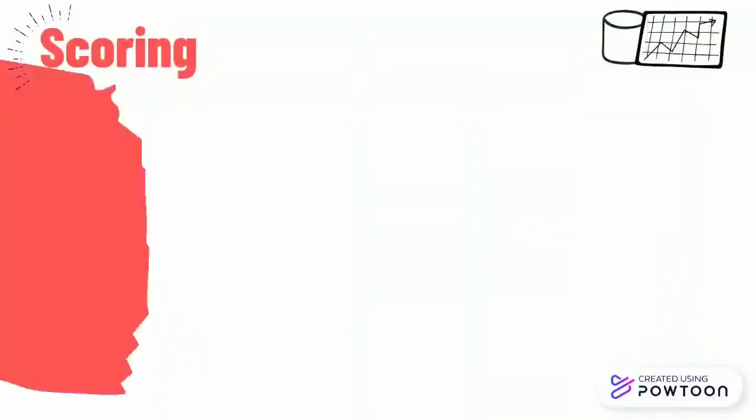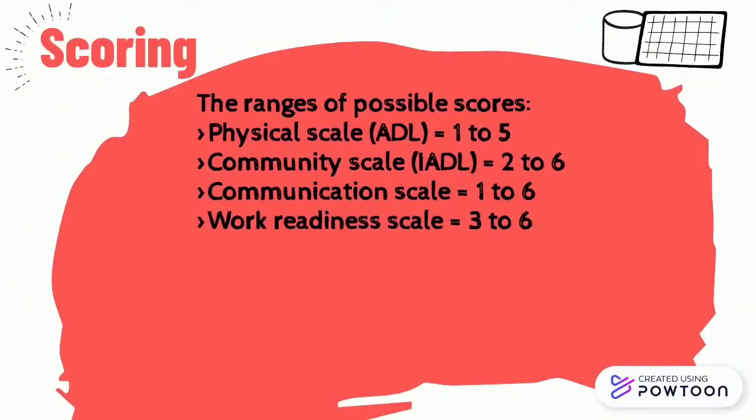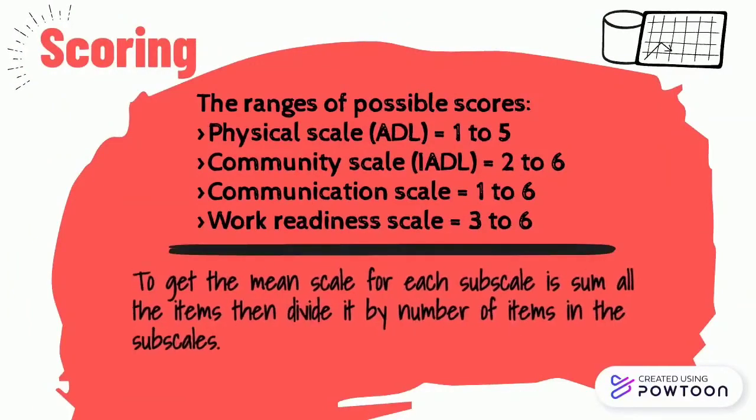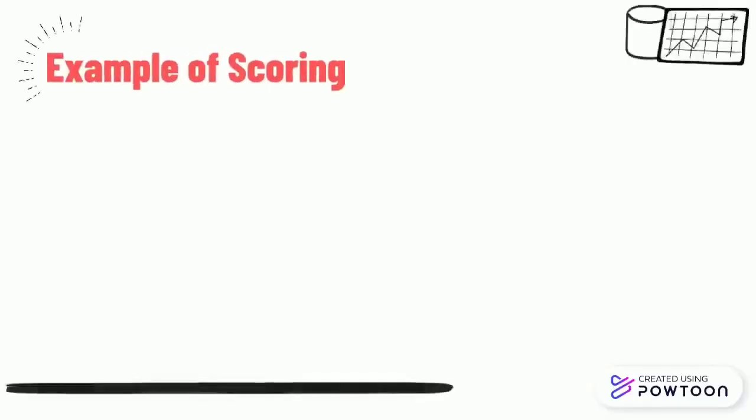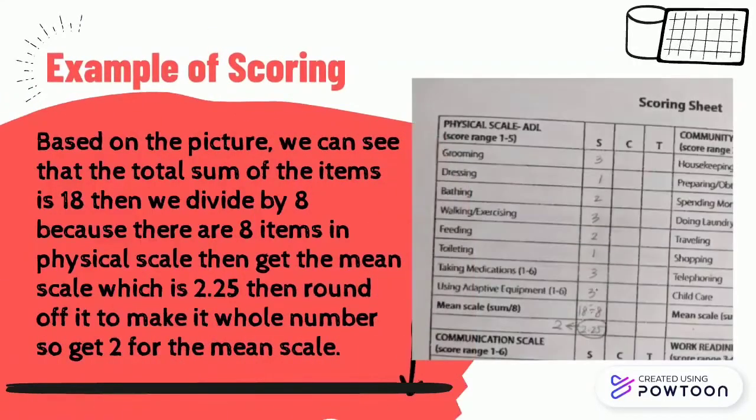For the scoring, this assessment has a different range of possible scores. To get the mean scale for each subscale, sum all the items, then divide by the number of items in the subscale. This is an example of scoring. Based on the picture, we can see that the total sum of the items is 18. Then we divide it by 8 because there are 8 items in the physical scale. Then we get the mean scale, which is 2.25. Then round it off to a whole number, so we get 2 for the mean scale.